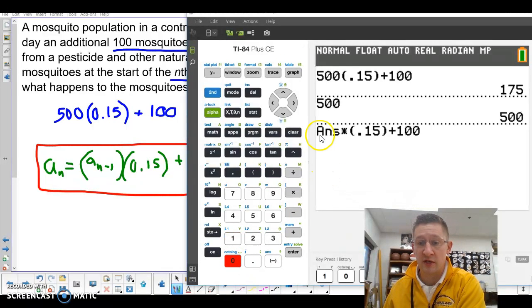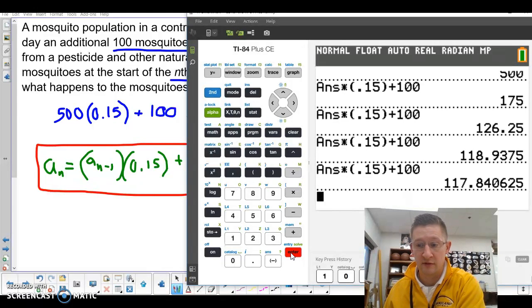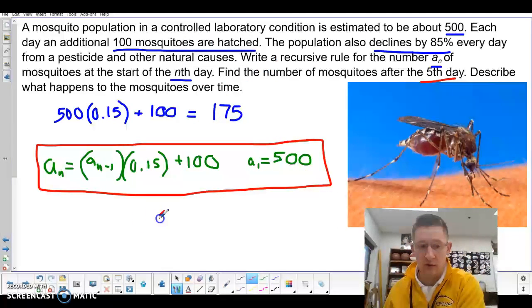The neat thing about your calculator is because I have this ANS, it's going to take the previous answer, whatever it is, and plug it into this formula. So when I hit enter, it takes 500, plugs it in, spits out 175. That's how many mosquitoes are on day 2. Now for day 3, just hit enter. It takes the previous entry, plugs in 175. Now there's this many mosquitoes. So that's day 1, day 2, day 3. You want day 4? Enter. You want day 5? Enter. Boom. We'll round up this part of a mosquito and say there's 118 mosquitoes there on day 5. So we'll say a sub 5 equals 118, roughly. Make that an approximate symbol.